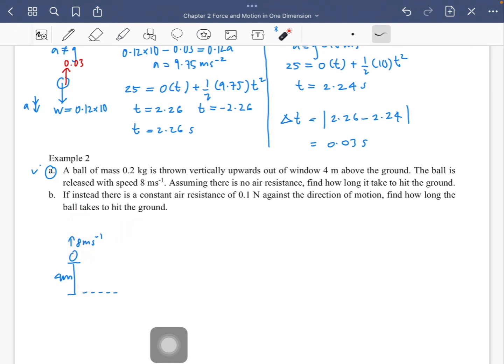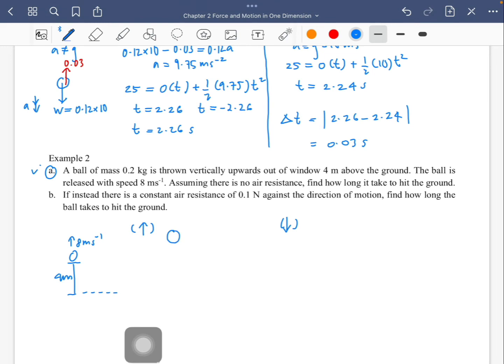For the case without air resistance, I hope you can do it yourself, because we have discussed this kind of problem many times in chapter 1. For solving question B, my suggestion is to divide the motion into two stages. The first stage is going up, and then the stage of going down. Why do we need to do that? Because remember, we need to consider the force acting on the object.